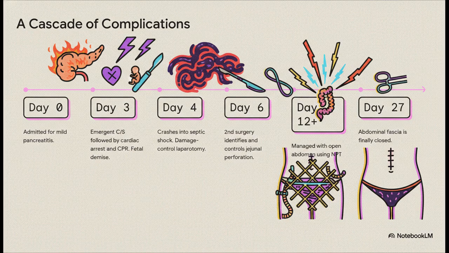The very next day, she crashes into septic shock. She goes back to the OR for a damage control laparotomy, but she's so unstable and swollen they can't even find the source. It takes another surgery 2 days later to finally identify the culprit, a spontaneous hole in her jejunum. They control the source, but her abdomen is so inflamed there's no way to close it. For the next several weeks, she's managed with an open abdomen, using advanced systems to slowly bring things back together, until finally, on day 27, they can close the fascia.